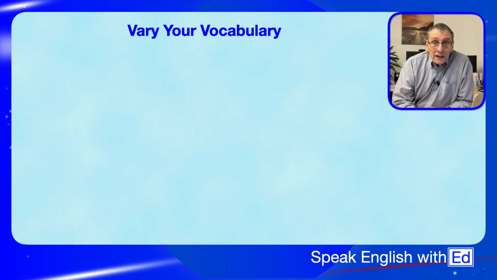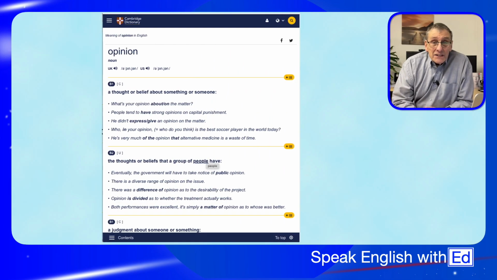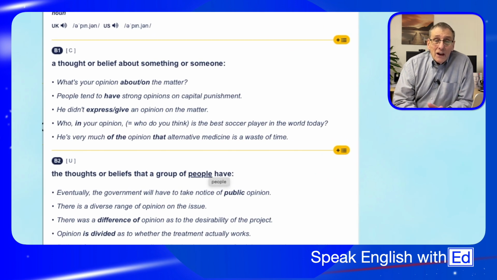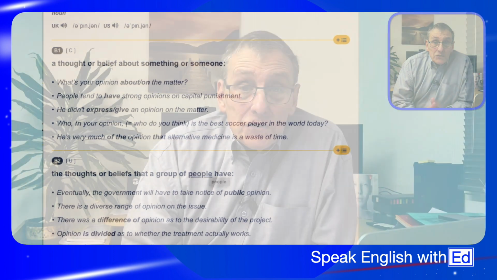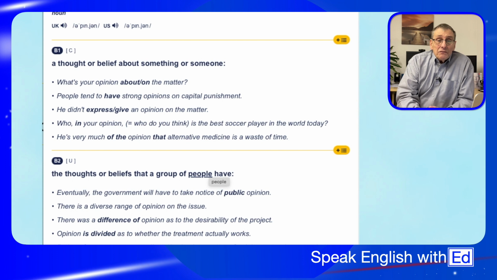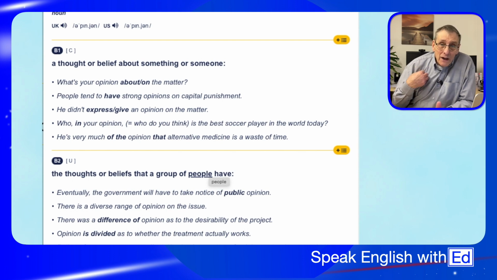But what does in my opinion mean? Well, opinion in the Cambridge Online Dictionary says it means a thought or a belief about something or somebody. So my introduction was telling you about what I think or believe about somebody or something. Now other people may have different ideas, thoughts and beliefs about what I'm talking about, but what I'm telling you is mine, my thoughts, ideas and beliefs.